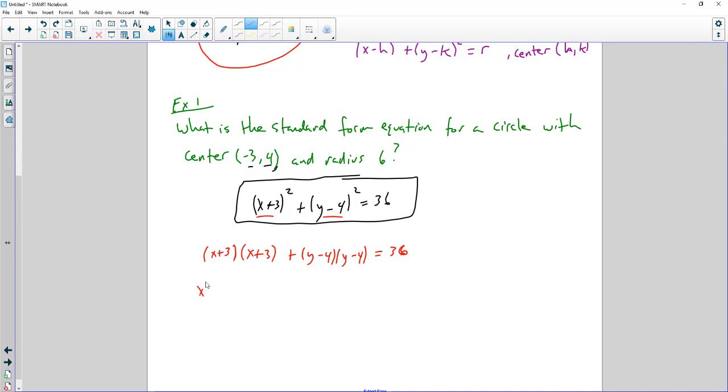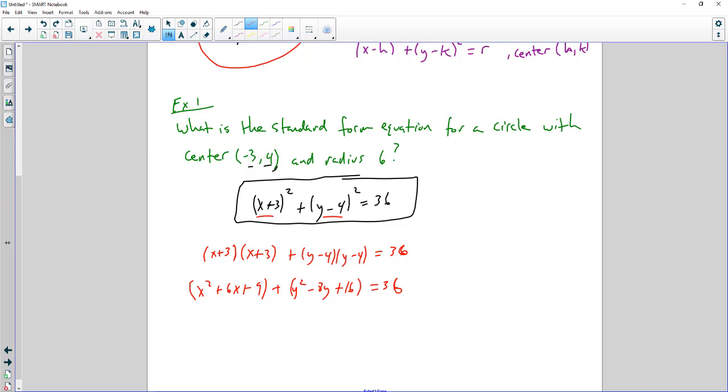So this is going to give me x squared plus 6x plus 9. And this will give me y squared minus 8y plus 16. And we'll just group these like this, okay? And this will still equal 36. Now, let's scroll down.